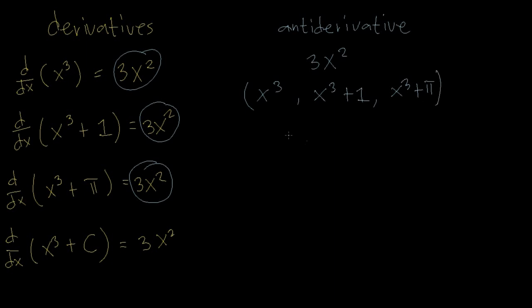So, meaning, ang answer sa antiderivative of 3x squared is basically x cubed plus any constant c, or c. I-denote na to ang constant as c. So, this is the antiderivative of 3x squared.